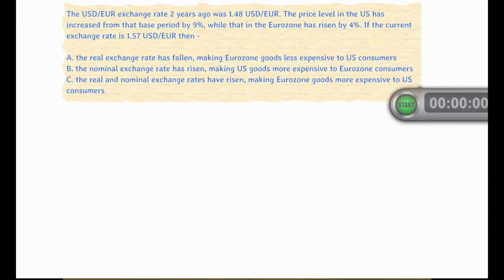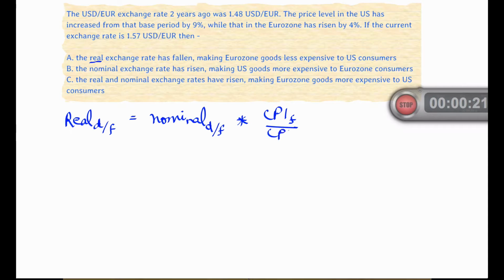Here, we're given a historical exchange rate from 2 years ago. Remember, it's always domestic over foreign. So in this case, the domestic currency would be US dollar and foreign would be the euro. In order to solve this problem, we're going to have to do two things. One, compute the real exchange rate. And two, we're going to have to interpret that exchange rate in terms of what it means for consumers in the US and consumers in the Eurozone.